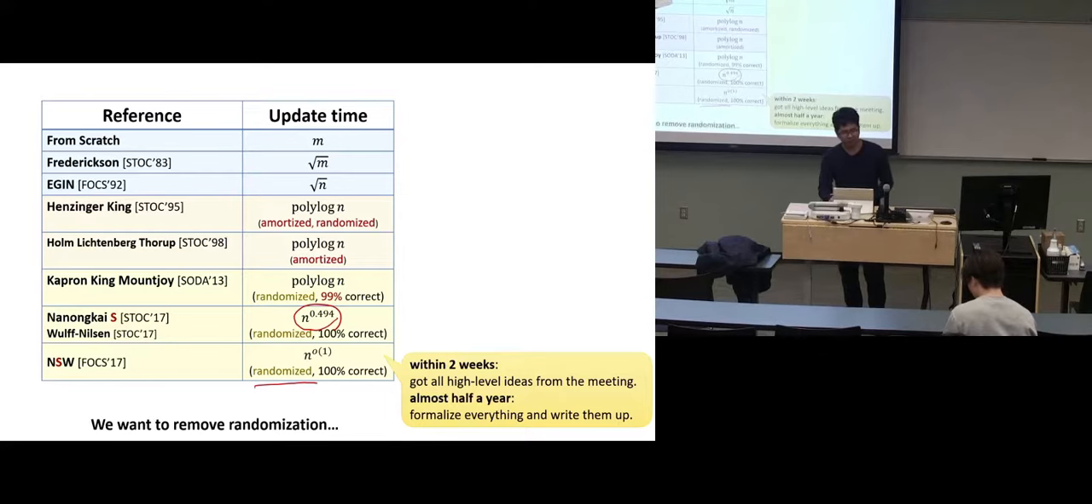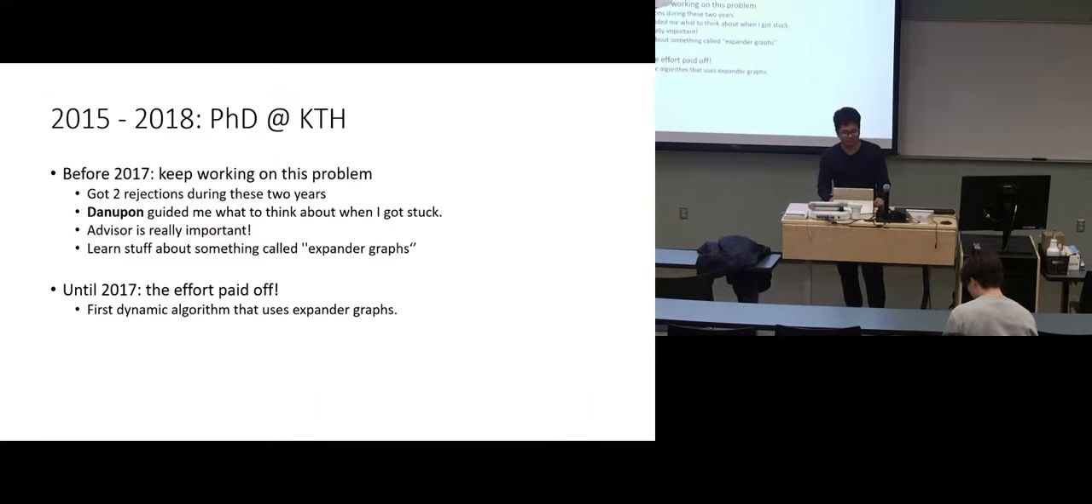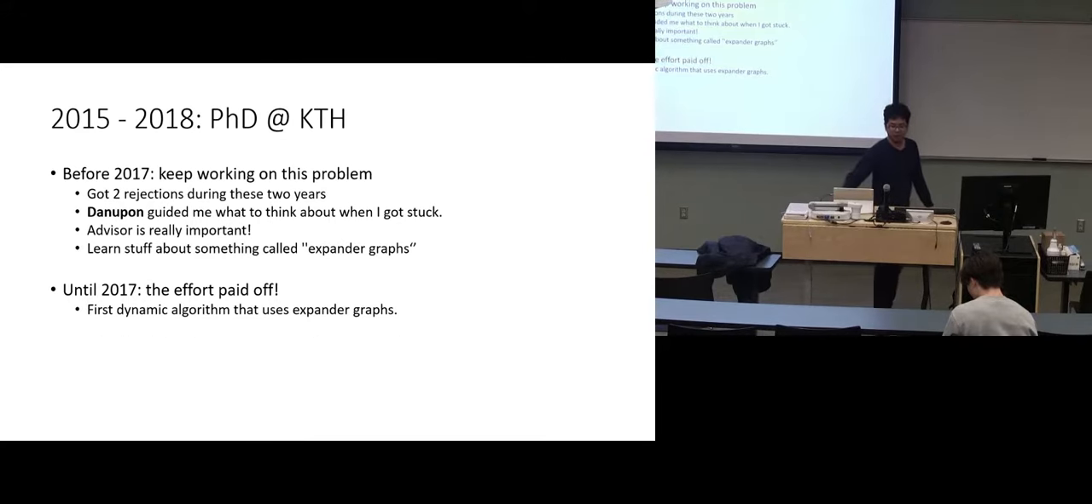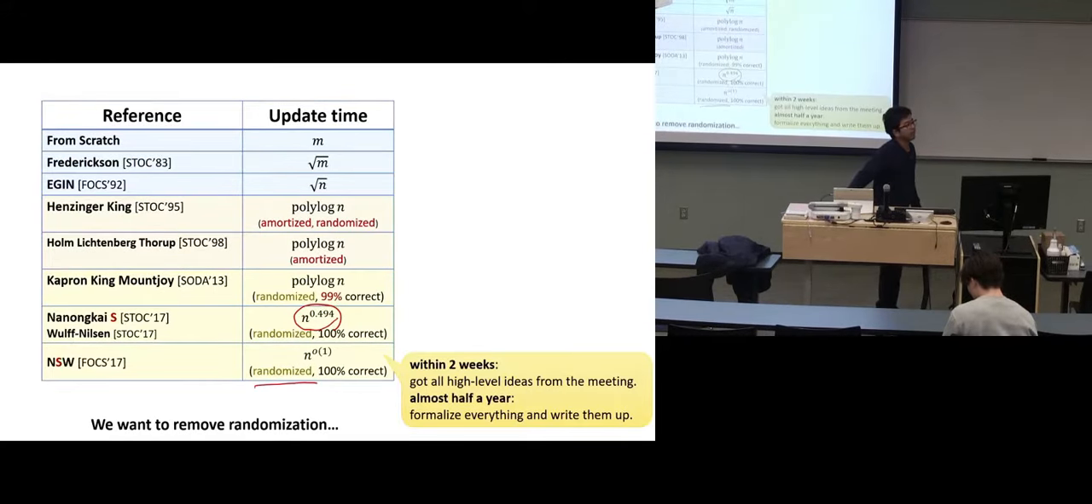Yeah, so what we wanted to do is to remove randomization, and I tried to do this for the rest of my PhD and had no success. Yes? I was wondering, how is O of 1 faster than 0.494? Oh, this is little o of 1. Oh. So like constant, right? No, little o of 1 means that it approaches 0 when n is big. Oh. Yeah, right. So it's smaller than any constant. Yeah. Thanks for the question.